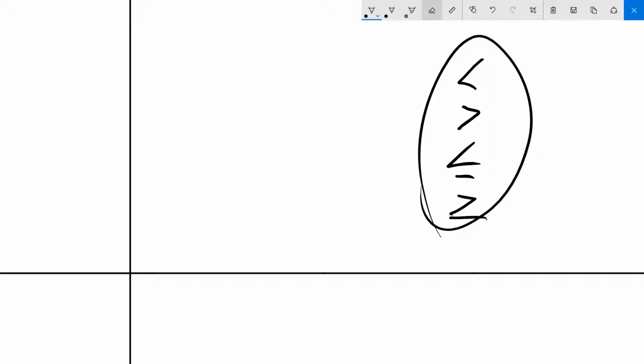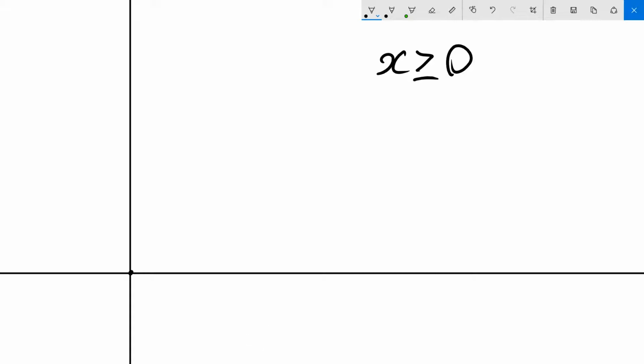So the way that we're going to do that is by sketching the inequalities on a graph. So if I said x is greater than or equal to 0, that means that there's going to be a line right where x is equal to 0.